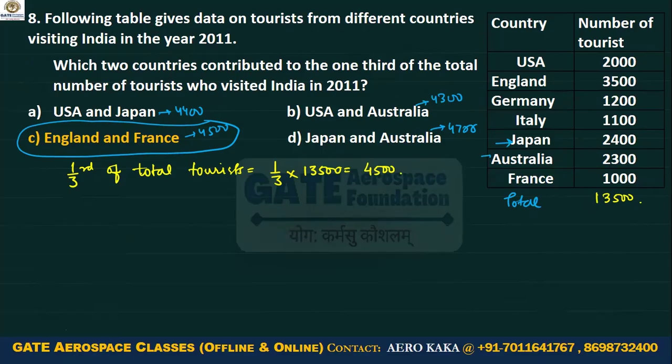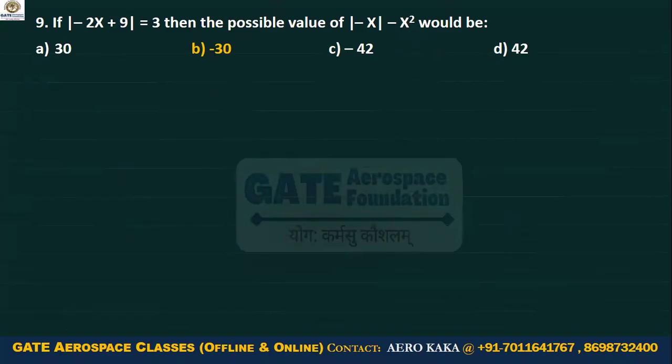This is a pretty simple one. I don't think there will be many issues in this question. So let's see the ninth question. If mod of minus 2x plus 9 equals 3, then the possible value of minus x mod minus x square would be.